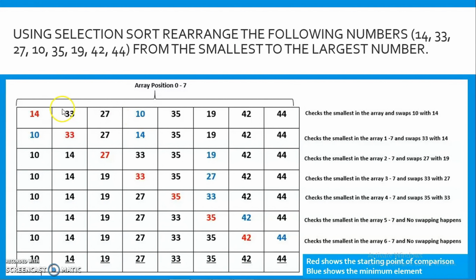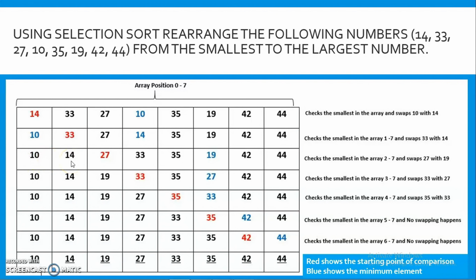So this 10 comes at the beginning, so they interchange 10 and 14. So you now have 10 here. You've already sorted the 10. So this 10 comes here and 14 has been interchanged. So next row, you will compare 33, which is array 1, to array 7, which is the smallest. The smallest is 14. So 14 moves to where 33 is, and 33 moves to where 14 is. They simply swap.